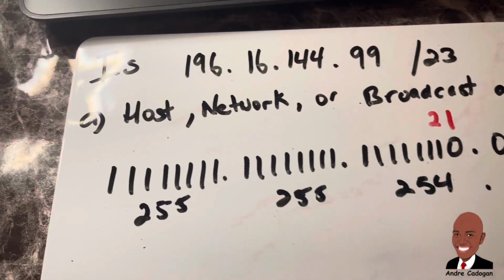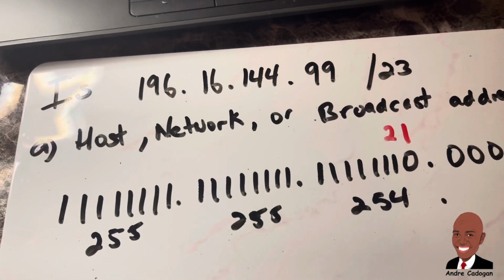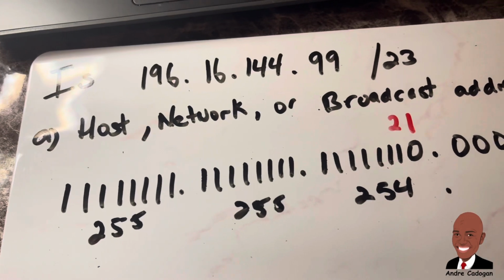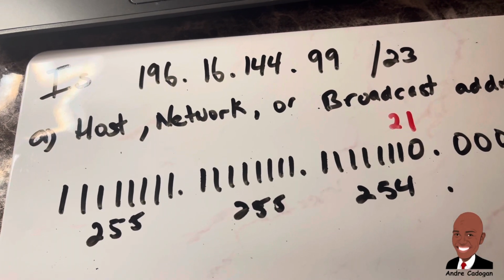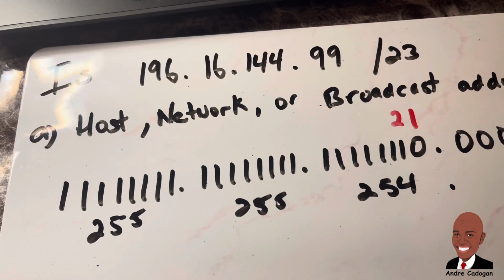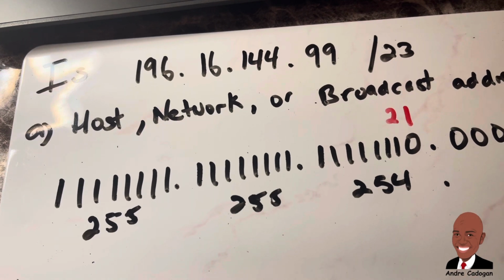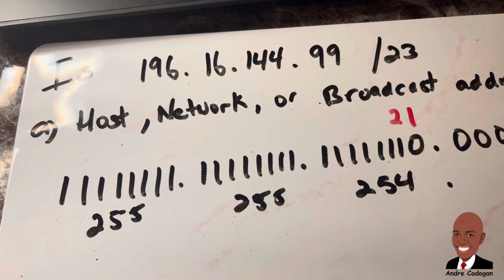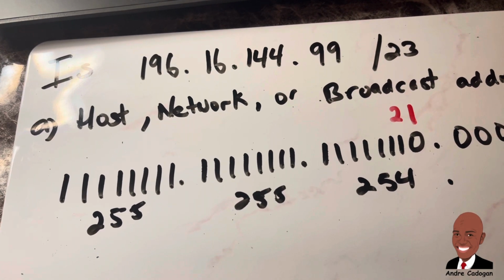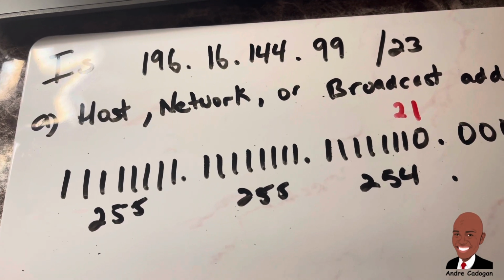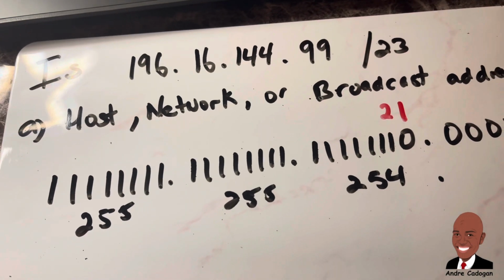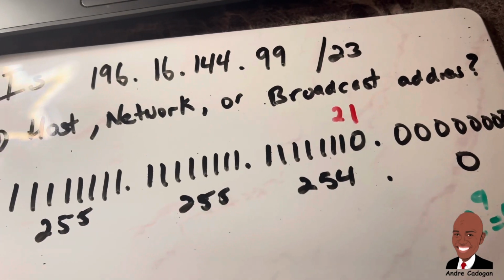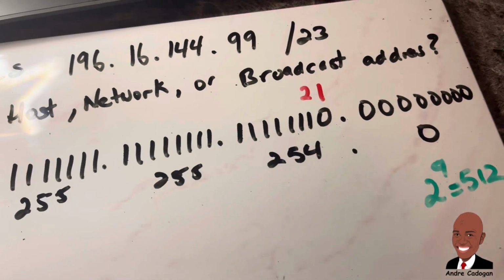As we continue to master subnetting, for you all to understand it deeper, we're going to the class B side. We have an IP address of 196.16.144.99/23, and the question asked is whether 99 is a host, network, or broadcast address. The only way we're going to find that out is through the magic number.